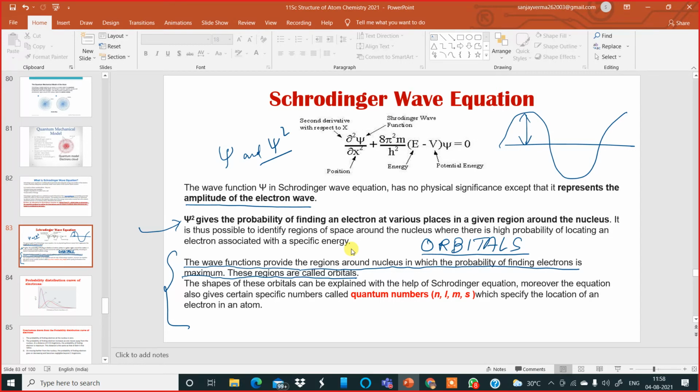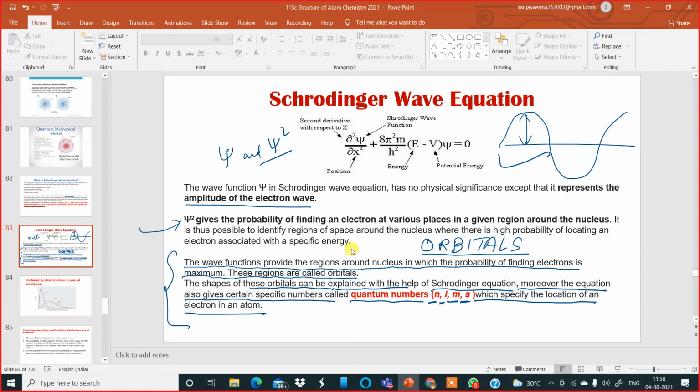Now, the shapes of these orbitals can be explained with the help of the Schrodinger equation again. Moreover, the equation also gives certain specific numbers which are called quantum numbers in chemistry, which are very, very important. N is the principal quantum number, small l is the azimuthal quantum number, small m is the magnetic quantum number, and small s is the spin quantum number, which specify the location of an electron in an atom. So, what is the importance now?